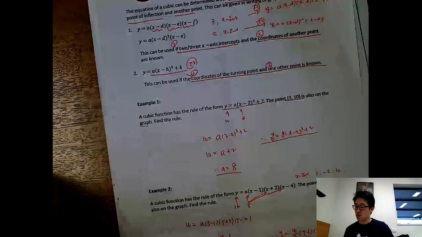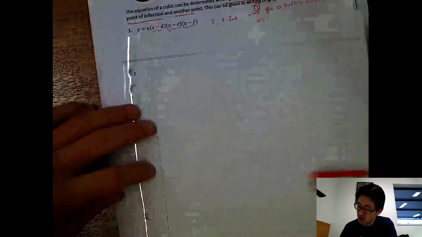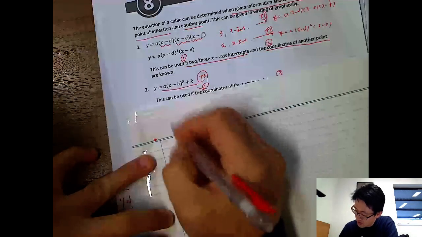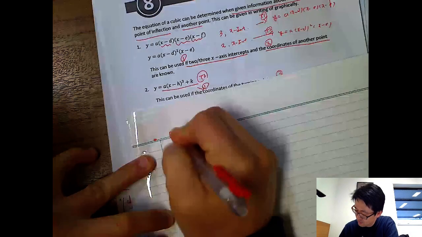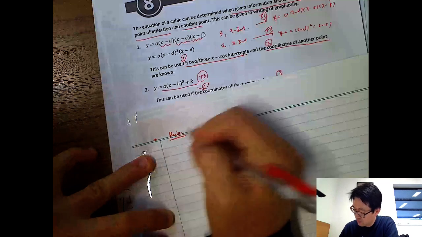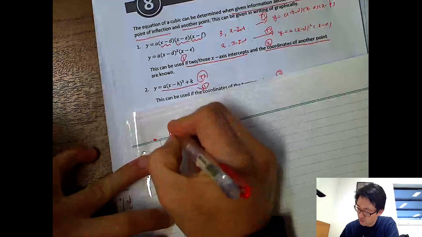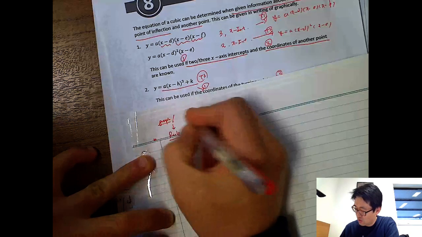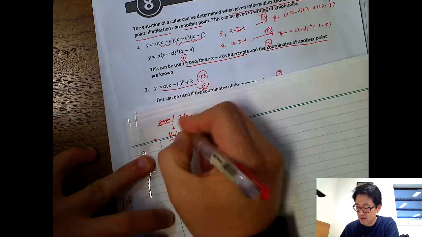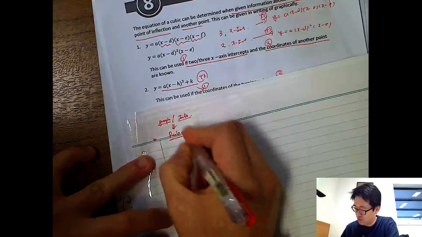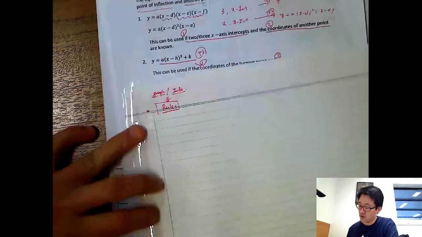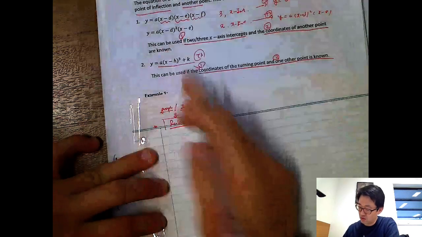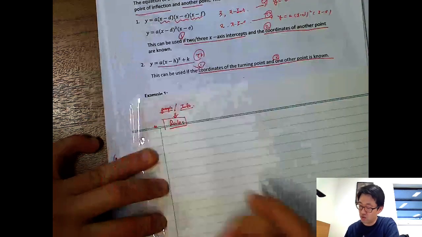Okay, determining cubic rules. Now we're getting rules from information, either a graph or info they provide. We should be able to draw and write the rules. So they separate it into 1 and 2 here.